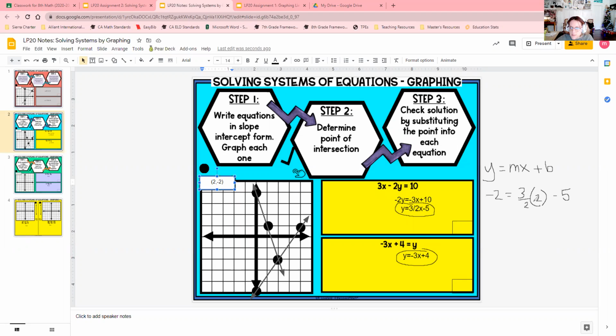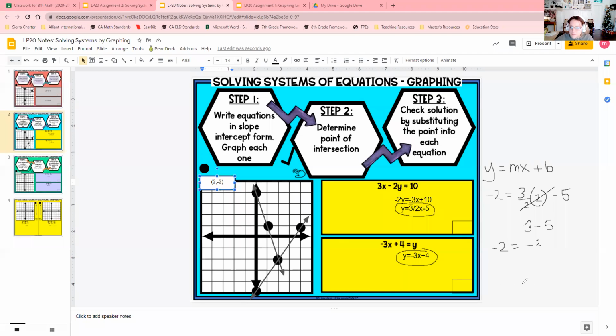We can solve it. 3 divided by 2 times 2, that cancels. We get 3 minus 5. And 3 minus 5 is negative 2, which does in fact equal our negative 2. Okay, doing the same thing with the bottom equation. We're going to plug in the numbers we just solved for.